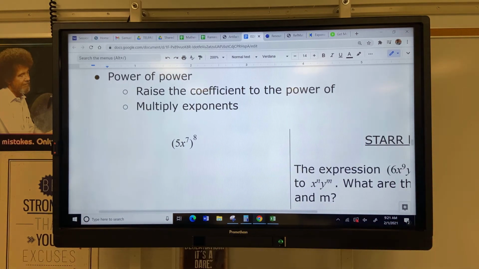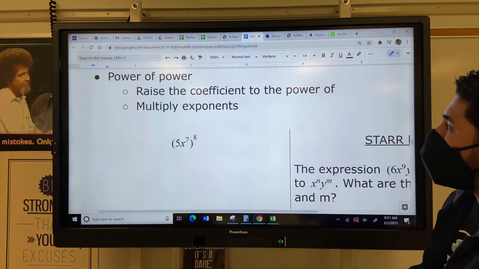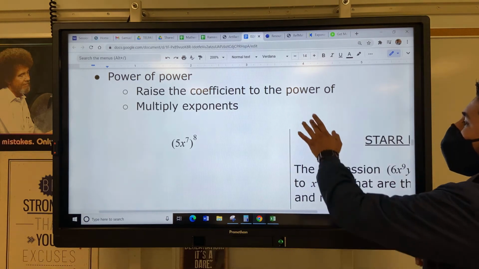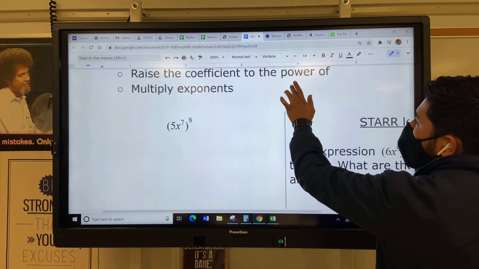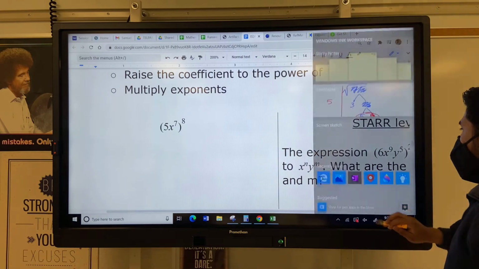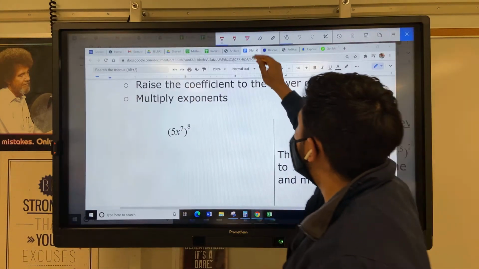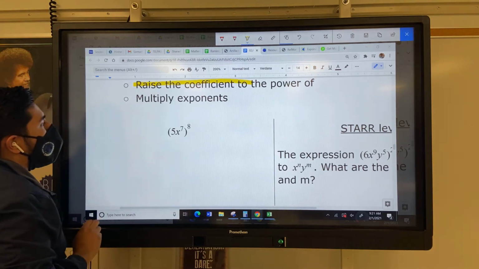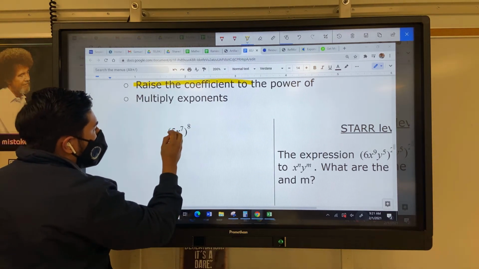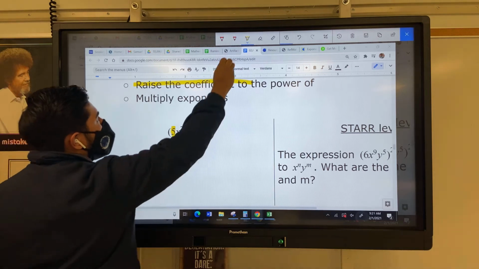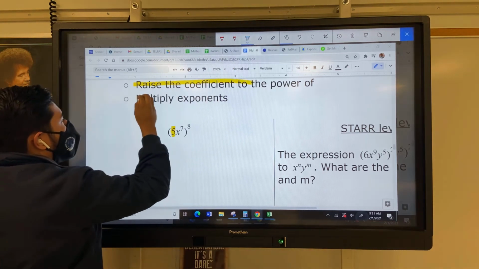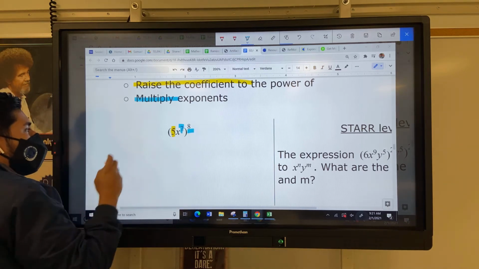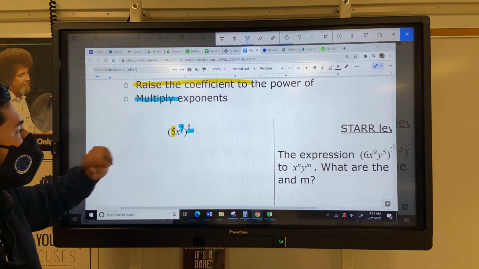Here we go. Power to the power. So we're going to raise the coefficient to the power of, and then we'll multiply the exponents. What does that mean? Again, coefficients in that color. So what's my coefficient? 5. Multiply the exponents. So that's telling me 7 and 8. I'm going to underline the 8 because we need to keep that 8 for the 5.